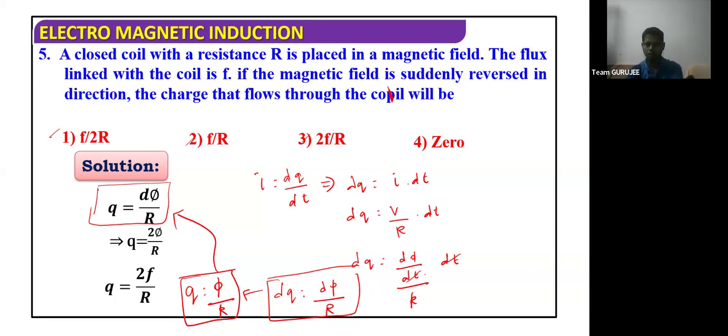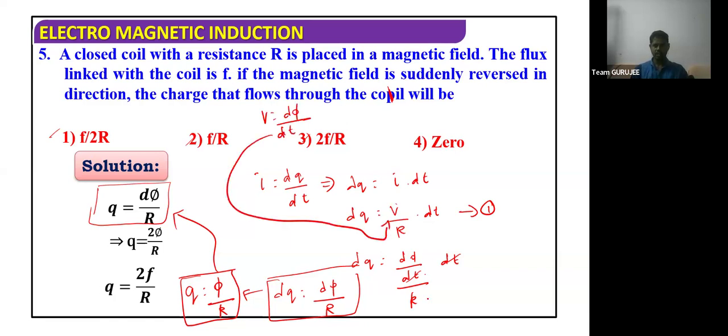Actually, induced EMF and voltage are the same, right? Therefore, instead of voltage, we substitute d phi by dt in the first equation, since we already know V is equal to d phi by dt. Then rearrange: R goes to the denominator, it is 1 by R. Then dt cancels. Therefore, dq is equal to d phi by R. Then removing the differentiation, q is equal to phi by R.